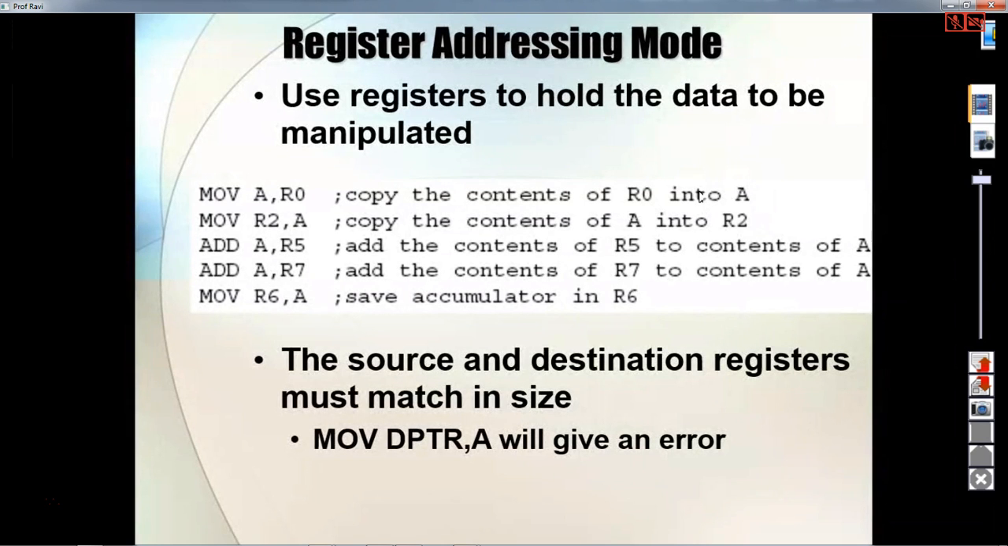Coming to the next addressing mode, that is register addressing mode. It is the moving of data from one register to another register. Copy the contents of R0 into A and move A into R2, or add the accumulator with the content of R5. These are the instructions you can use. Here the source is a register and the destination is also a register, so that's why it is called register addressing mode.